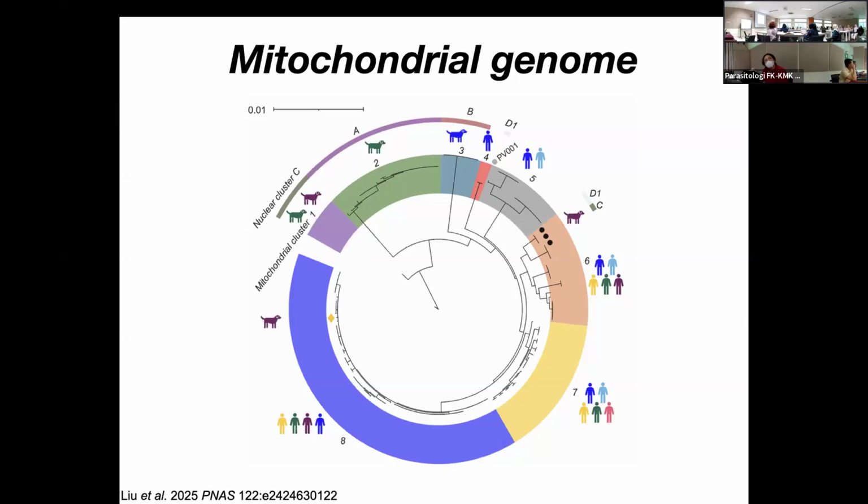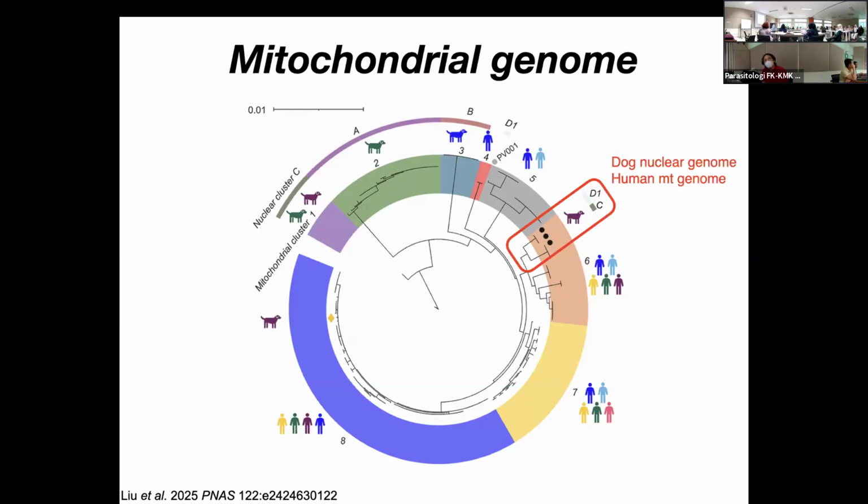But these three black dots here are interesting. You'll remember these were down at the bottom of the nuclear tree. So they had a dog nuclear genome, but they've got a human mitochondrial genome. So they really agree with the other human parasites. This is a little bit similar to the aspirin situation.